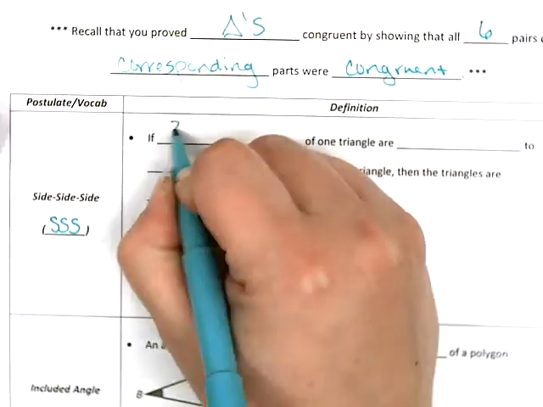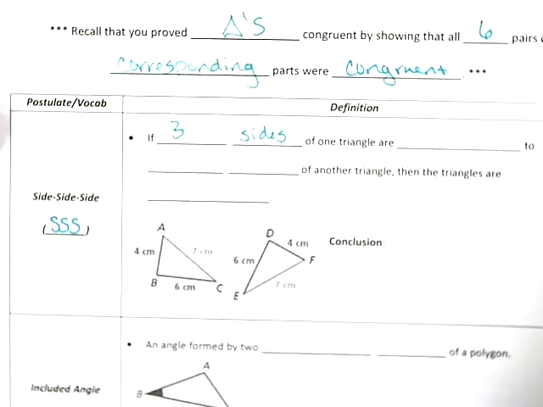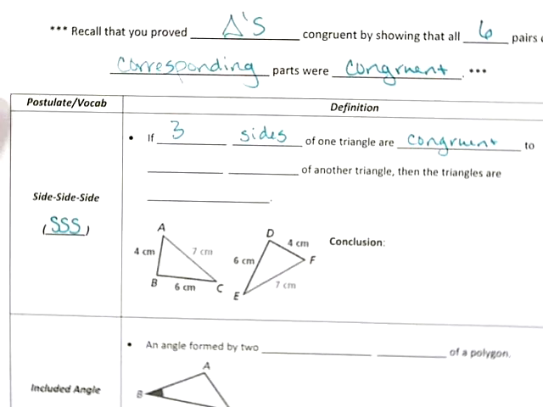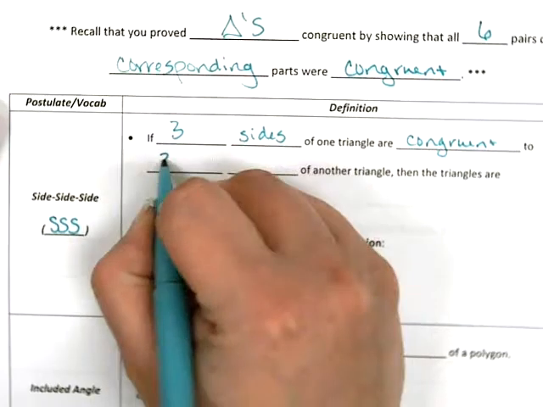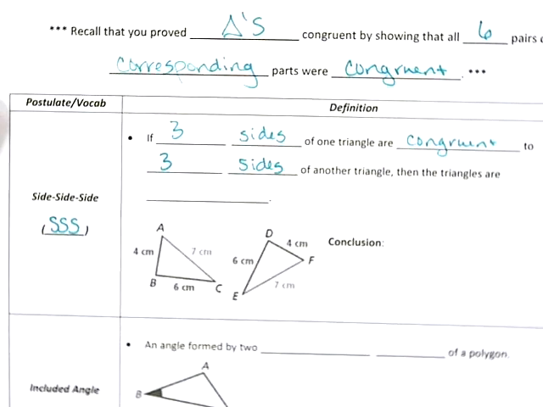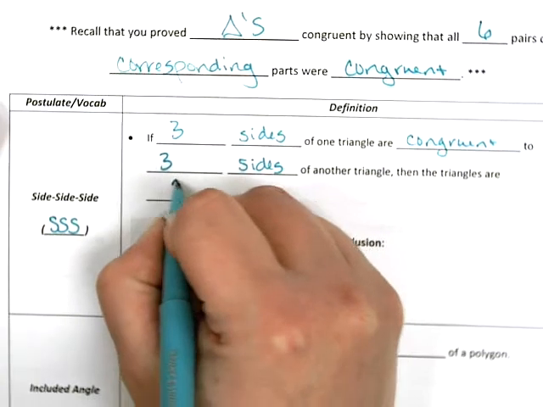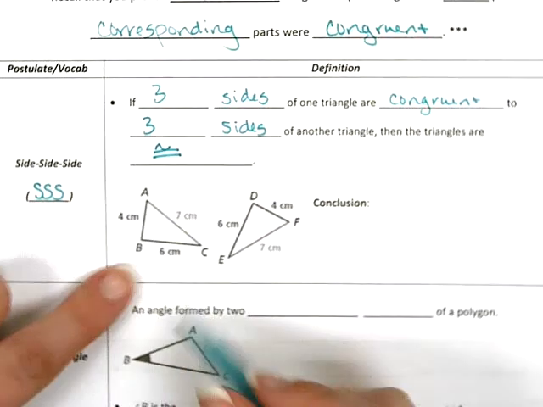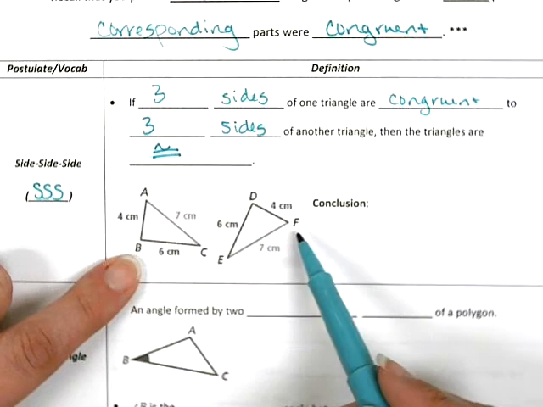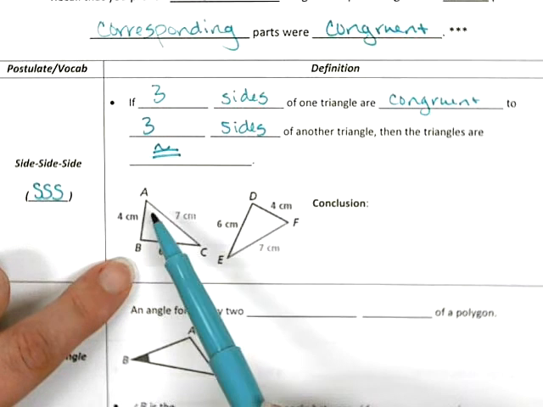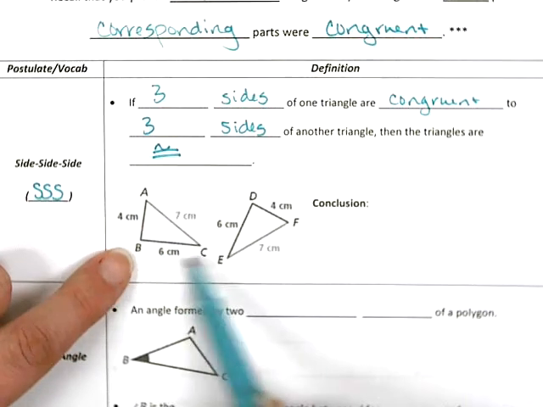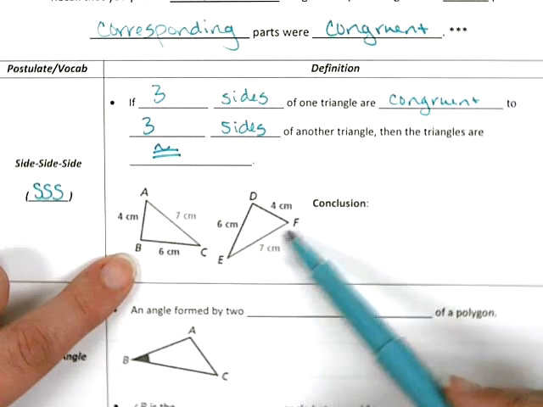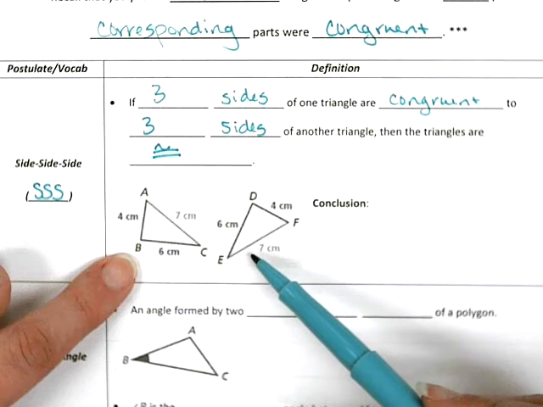If 3 sides of one triangle are congruent to 3 sides of another triangle, then the triangles are congruent. Okay, so take a look at that picture that we have there. We have triangle ABC, and then we have triangle DEF. And we know what the sides are, right? AB is 4 centimeters, BC is 6, AC is 7, DE is 6 centimeters, DF is 4, and FE is 7. So those all match up, don't they?